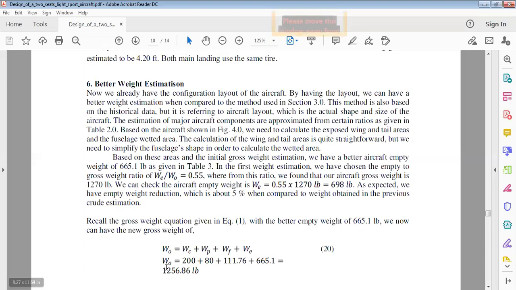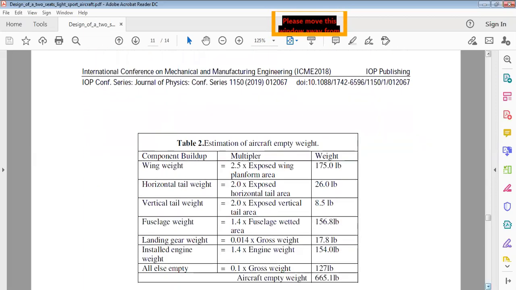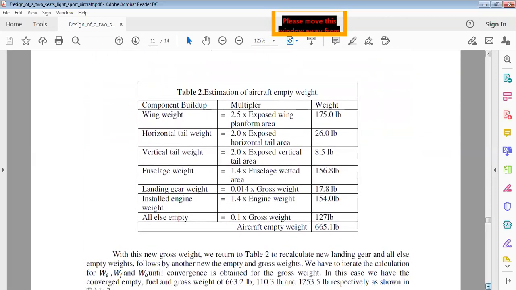Again, we can check here. The total is 200 for the crew weight, payload weight is 80, and fuel weight is 111.76, and empty weight is 6665.1 lb. Here we have multiplier factors for the estimation of the empty weight: wing weight 2.5 into exposed wing, horizontal tail, exposed horizontal tail at 26, vertical tail, and we have a fuselage weight, a landing gear weight, an installed engine, and all else empty. So all these give a total empty weight equal to 665 lb.